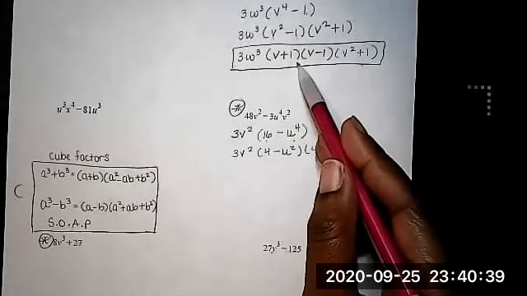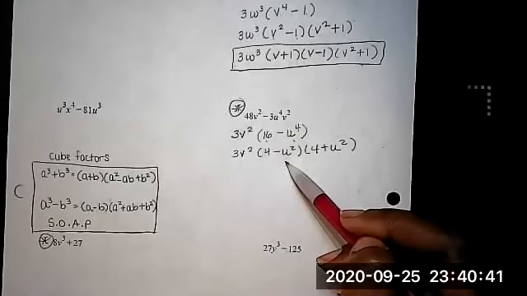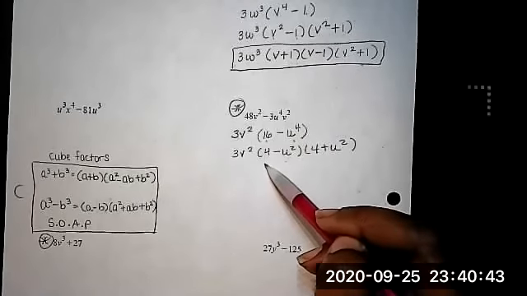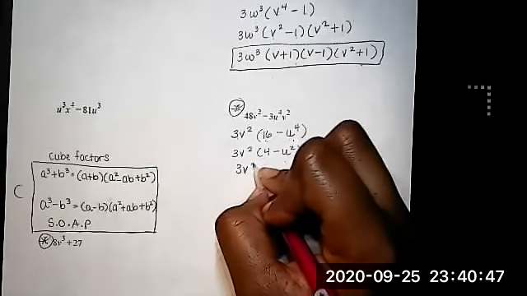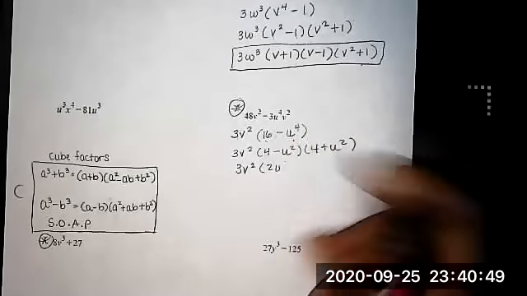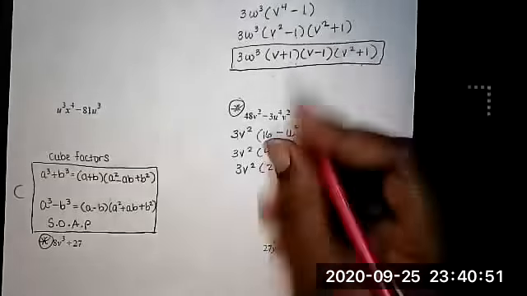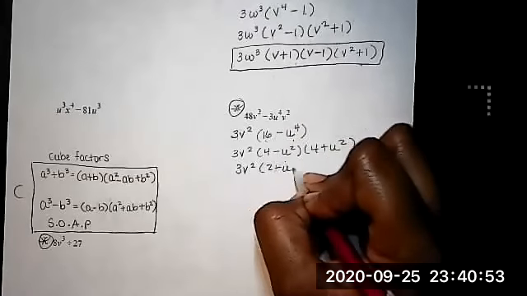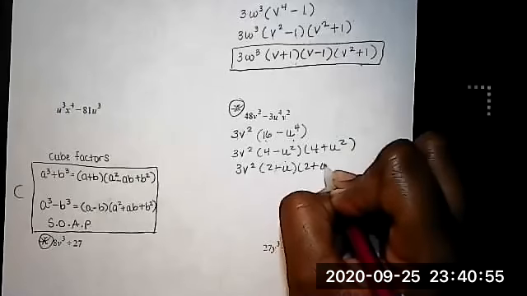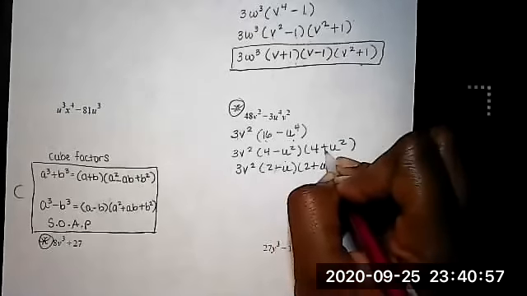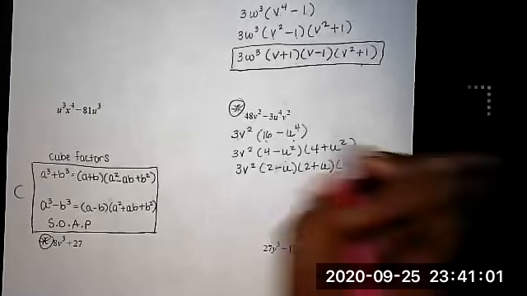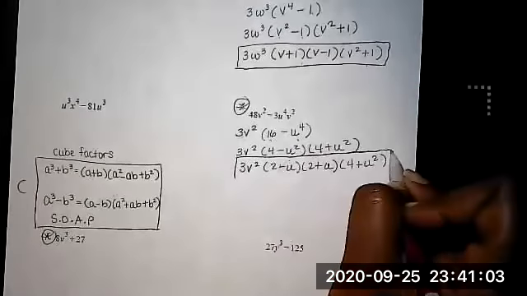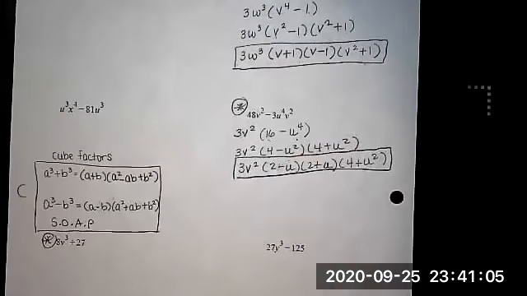And again, with this one, these are both perfect squares as well. 2 times 2 and u times u. So this becomes 3v squared, 2 minus u, 2 plus u, and then 4 plus u squared. With the plus in the middle, you can't do anything with that. 4 plus u squared is going to stay the same. So that is what that one is going to look like.